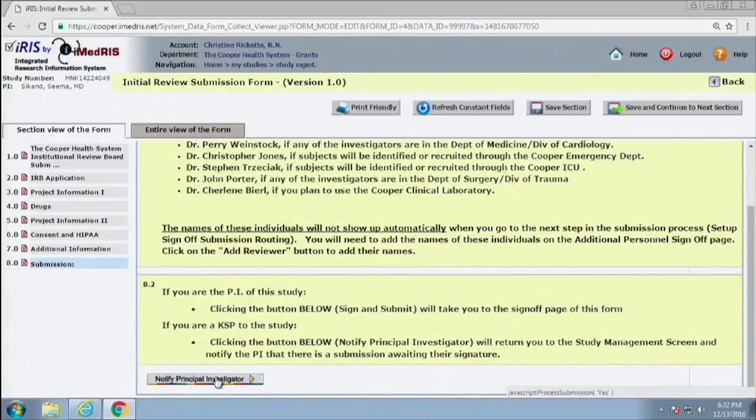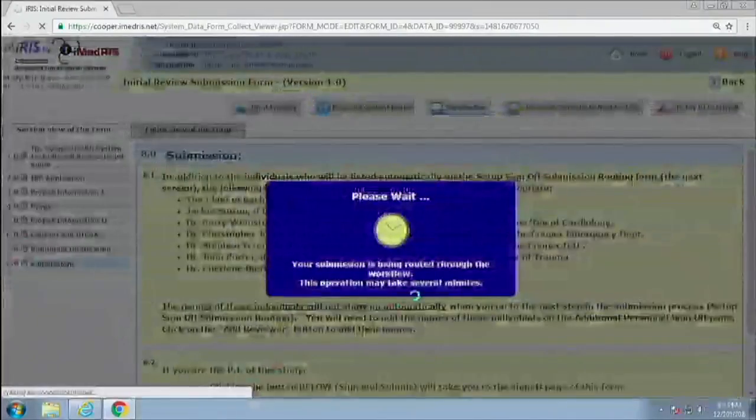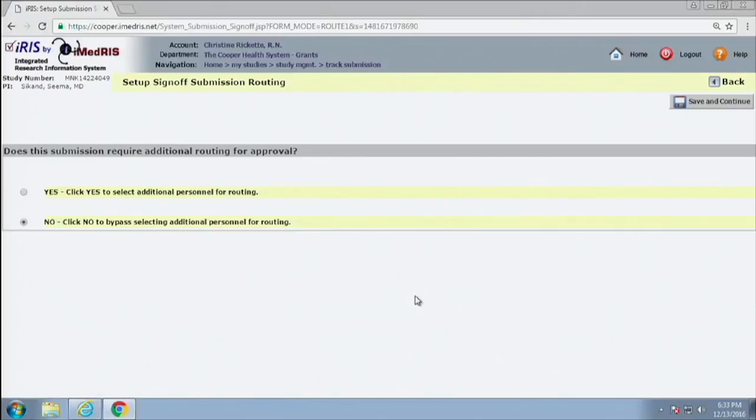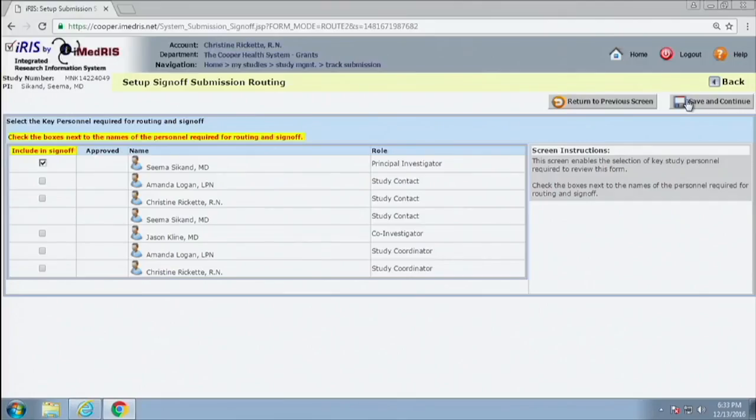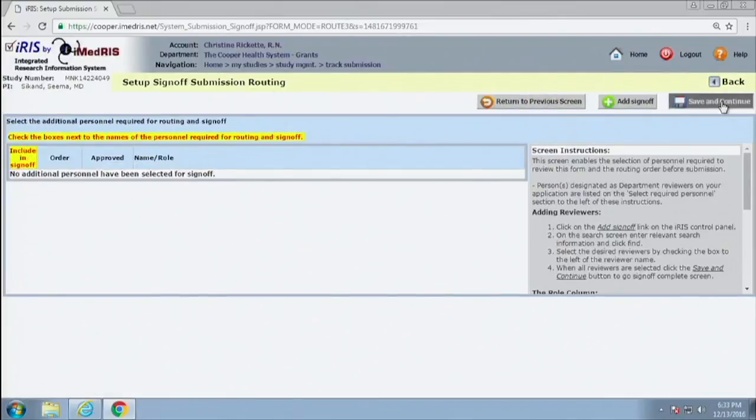So then I would click here. And I already warned the doctor. I said, don't sign off on anything. So here I want to click yes to route it to additional personnel. Anybody you uploaded in the beginning part of the application shows up here. I would just go ahead and click everybody off, and you save and continue. That will route it to them, but not until this screen is done.